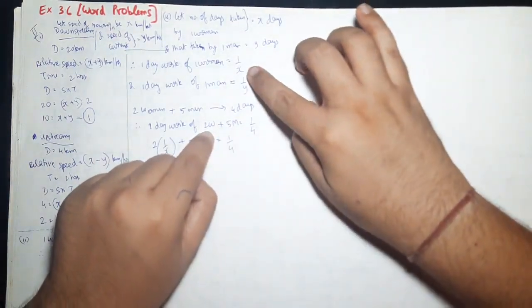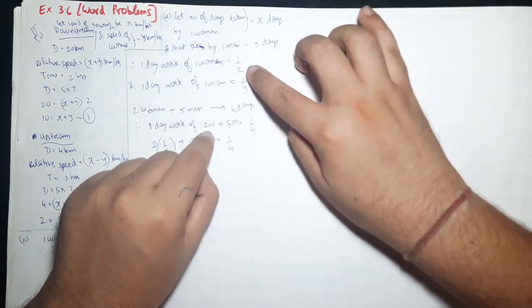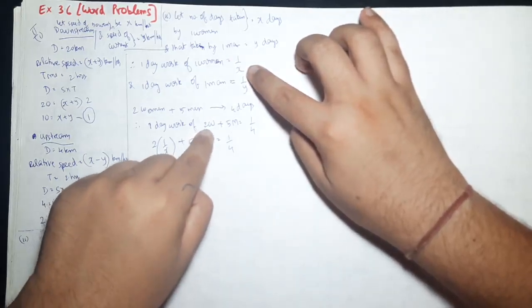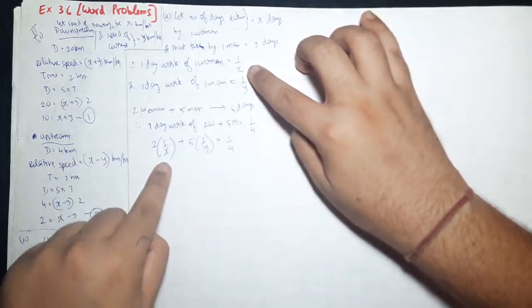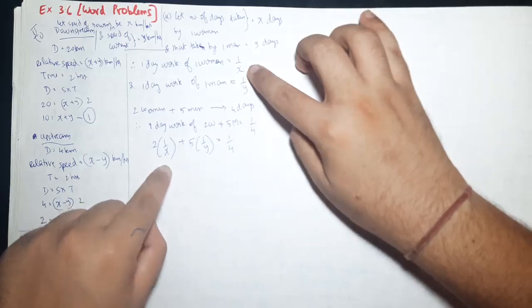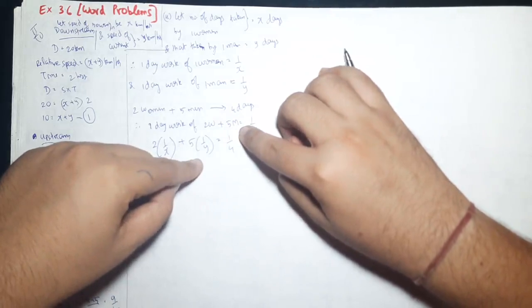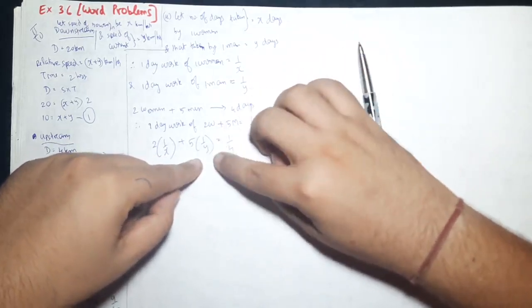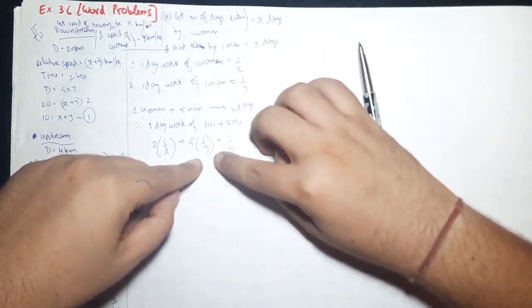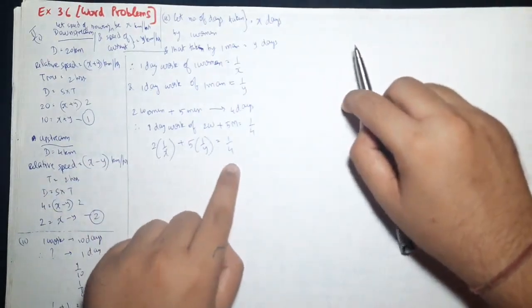If one woman would have been working for 1 day, 1 by x of the work would have been completed. But now 2 women are working, so for 2 women we need 2 into 1 by x. This is the amount of work completed by 2 women in 1 day. Similarly, 5 men are completing the work, so 5 into 1 by y will be the work done by 5 men in 1 day. Adding these two will be the 1 day work of the whole group.